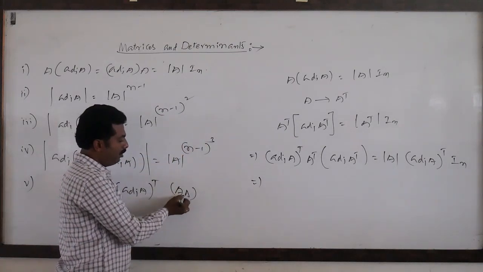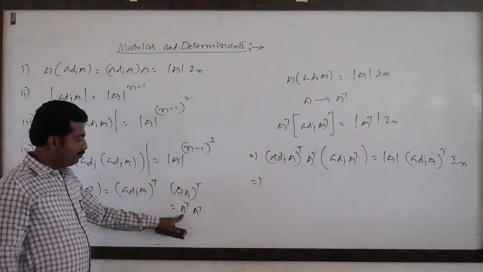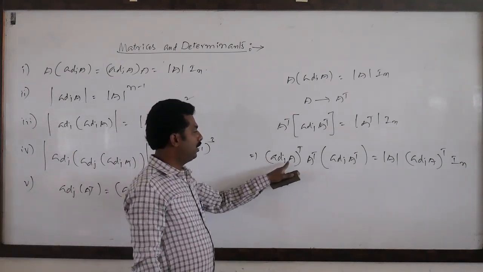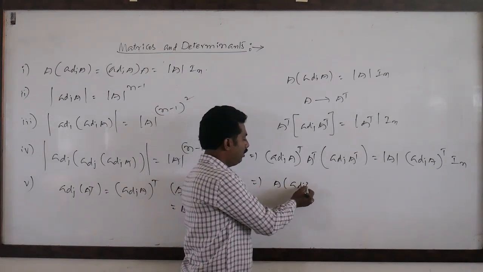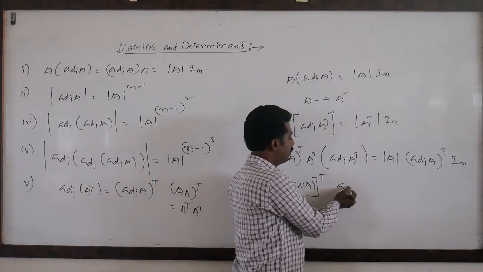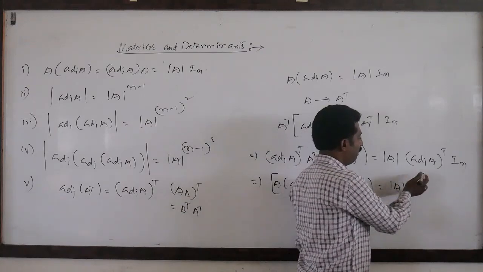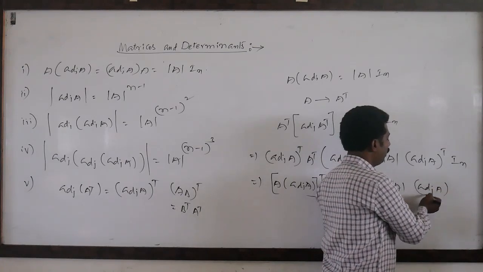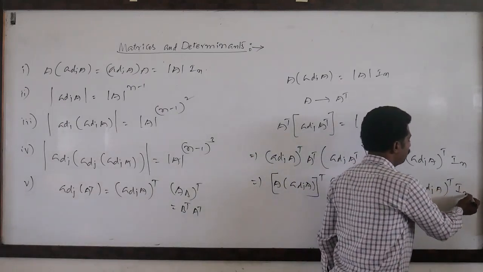So very clear. What is this formula? AB whole transpose equal to B transpose into A transpose. So B transpose A transpose is there for AB whole transpose. This means A into adjoint of A whole transpose, into, this is adjoint of A transpose equal to determinant of A into identity matrix, that is adjoint of A whole transpose. You can also take it as it is, no problem.